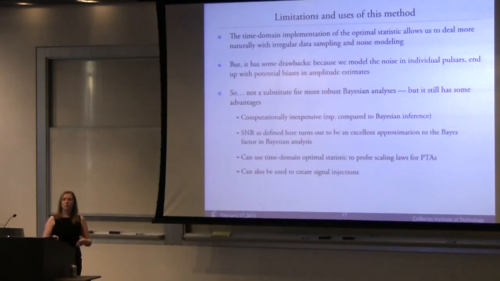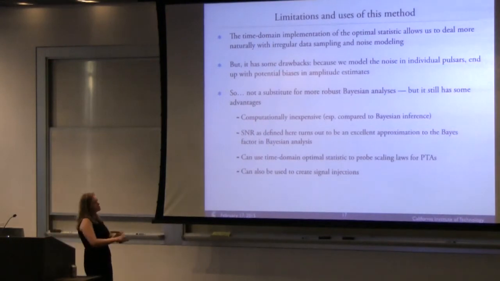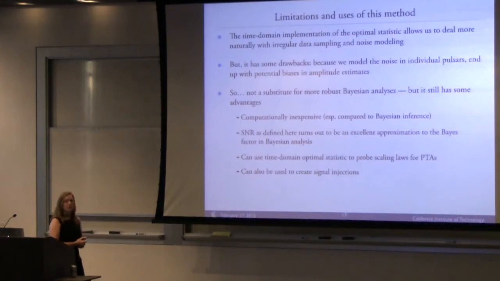So I know anyone in here who works on Bayesian inference will know that there are computational challenges in doing that. This is very quick, on the other hand. And also the way we defined SNR on the last slide, it ends up being a great approximation to the Bayes factor when you're doing that analysis.